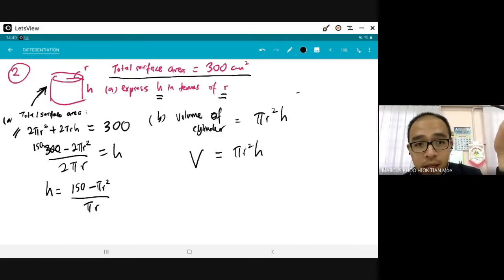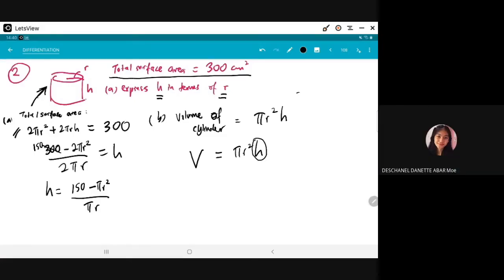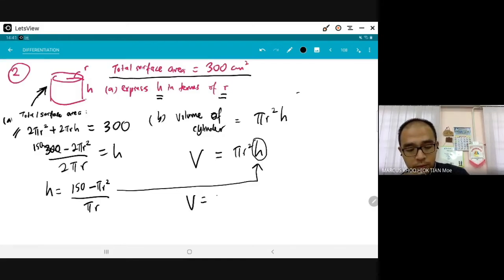Do you see the H there? You don't see the H. Kan? So what do you think we should do? How do we get rid of this H? Substitute the value of h equals to 150 minus pi r squared over pi r. Okay, very good. So you substitute the H over here. Then you simplify. So V equals to pi r squared and then 150 minus pi r squared over pi r.